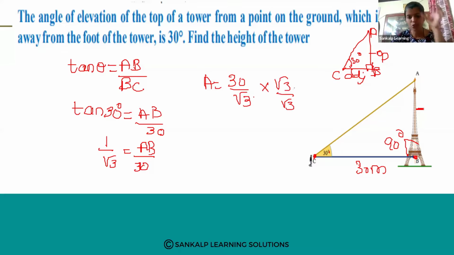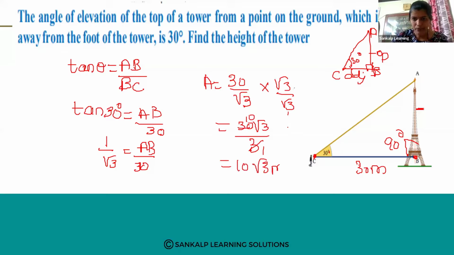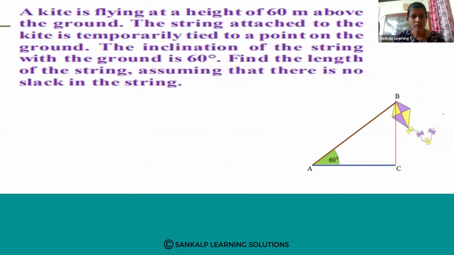To the numerator and denominator, I will multiply √3. Then you will get 30 into √3 divided by √3 into √3. So √3 into √3 is 3 only. 3 ones are 3, 3 tens are 30. So you will get 10√3 meter. So the height of the tower is 10√3 meter. Next question. A kite is flying at a height of 60 meter above the ground.